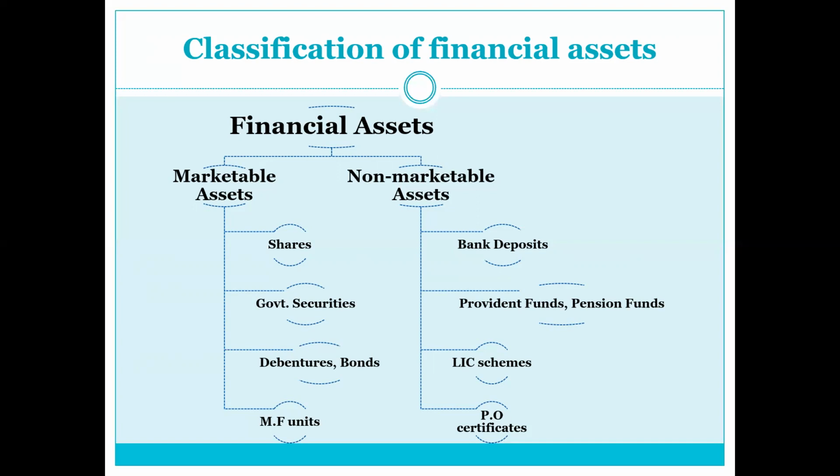From the term itself, we can understand that marketable assets are those assets which can be easily marketed, which can be easily transferred from one person to another. Those assets which can be handed over to others without much formalities are termed as marketable assets. We can sell these assets without much obstacles. So what are the different types of marketable assets? The first one is shares. You know what is a share?